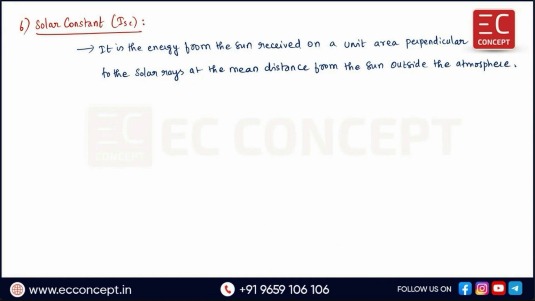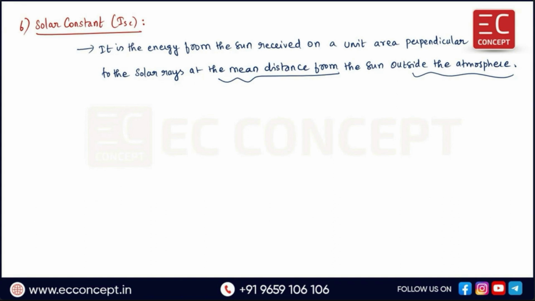Okay, so what is the solar constant? It is the energy per unit area which is perpendicular to the solar rays at the mean distance from the Sun. We are calculating from the mean distance, outside the atmosphere. They calculate it using some formulas and relations, and that is the solar constant.